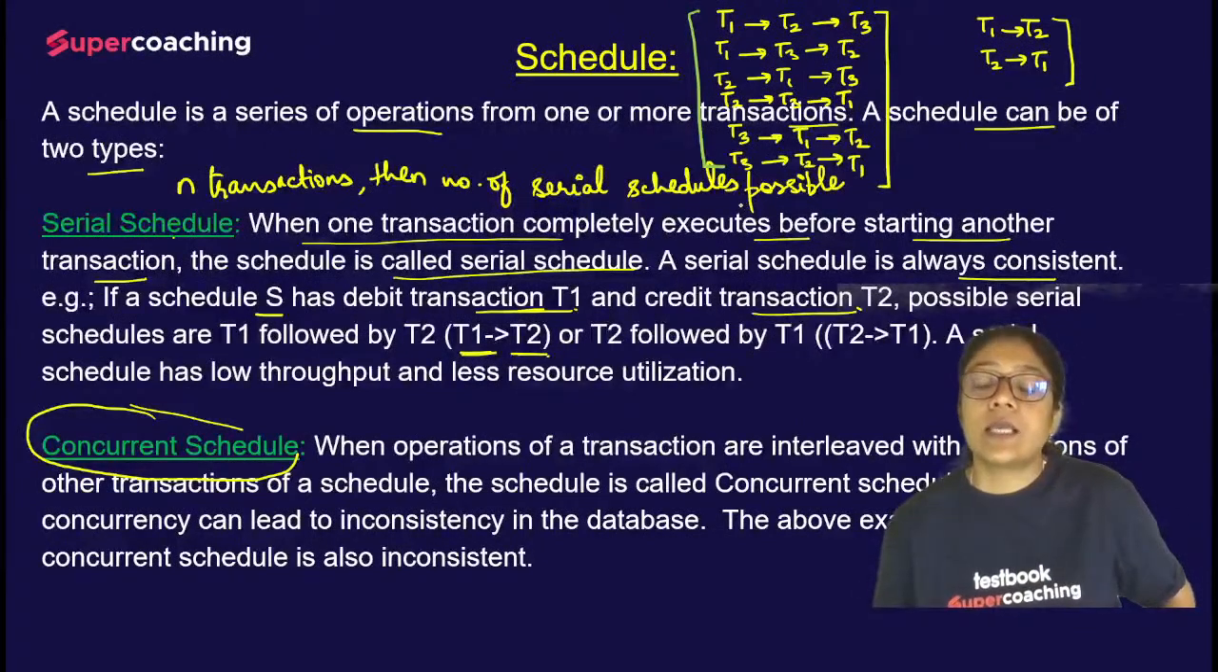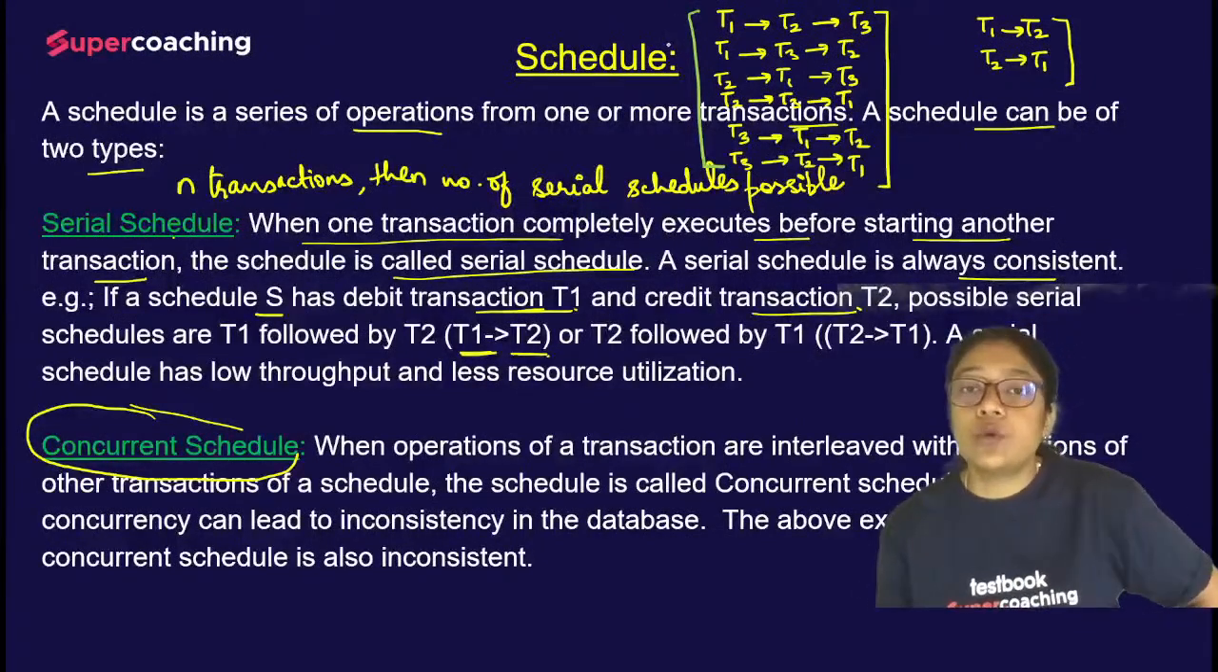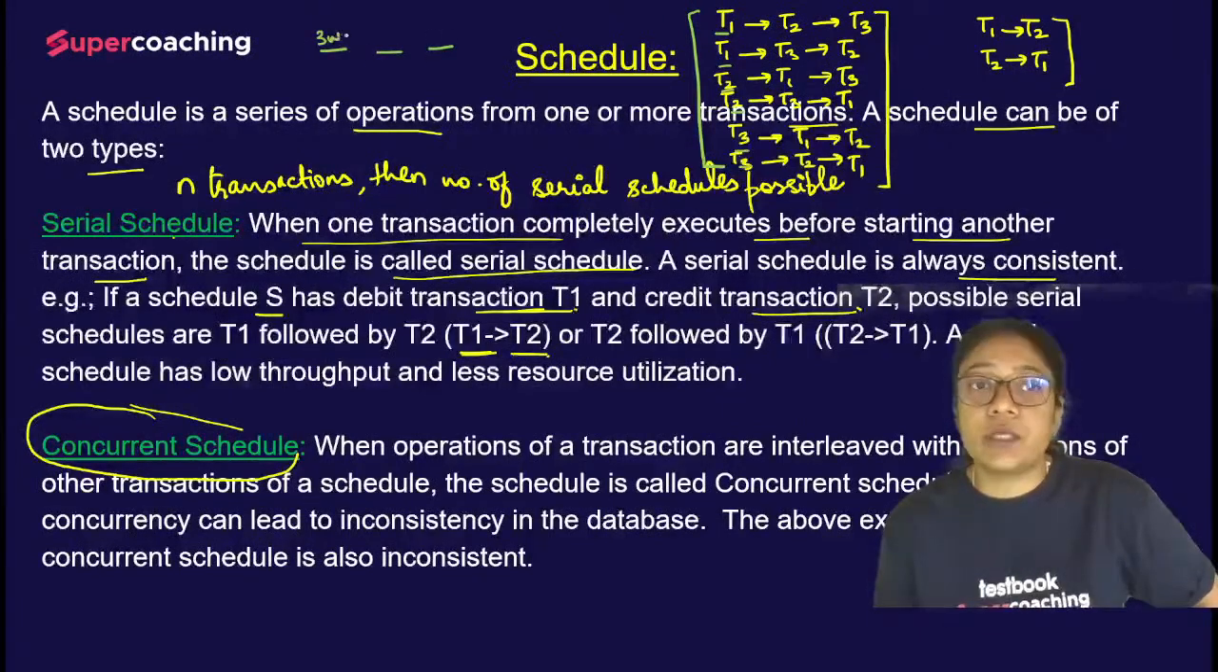How many serial schedules are possible? In order to fill the first position, how many options are available? There are three options available. Three transactions are there, so there are three ways to fill this position. Now we are left with two transactions, so two ways are there to fill this position. We are left with one transaction, so one way is there to fill this position.